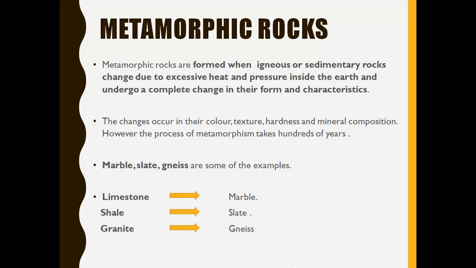Now, we've talked about the primary rocks, that is your igneous. They are formed from the molten magma. Then these rocks are broken into sediments. These sediments are together cemented and compressed and hardened. They form sedimentary rocks. But what will happen to these rocks when they are subject to excessive heat and pressure inside the earth? Now, these rocks also go through a change.